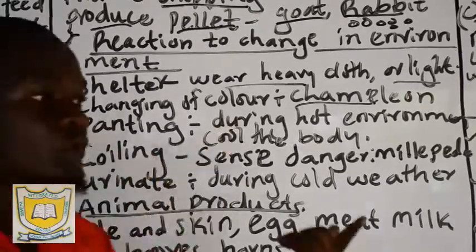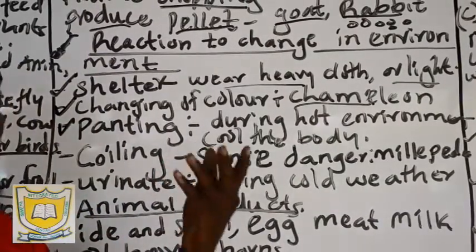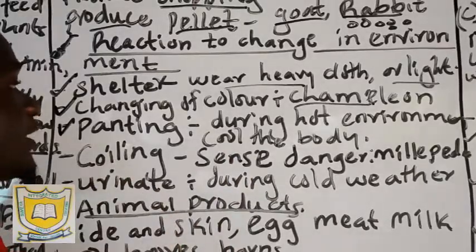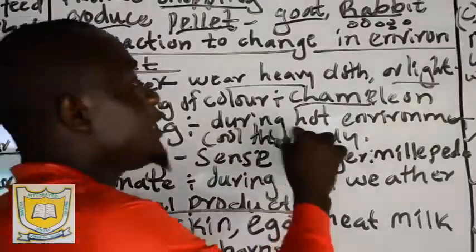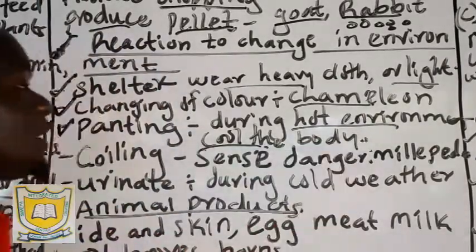Now we have those animals that react to change in environment by panting. Panting mostly in dogs. Dogs pant more so during evening time because of the higher temperature, so they open up their mouth and start breathing in and out very fast. This helps them to cool their bodies.